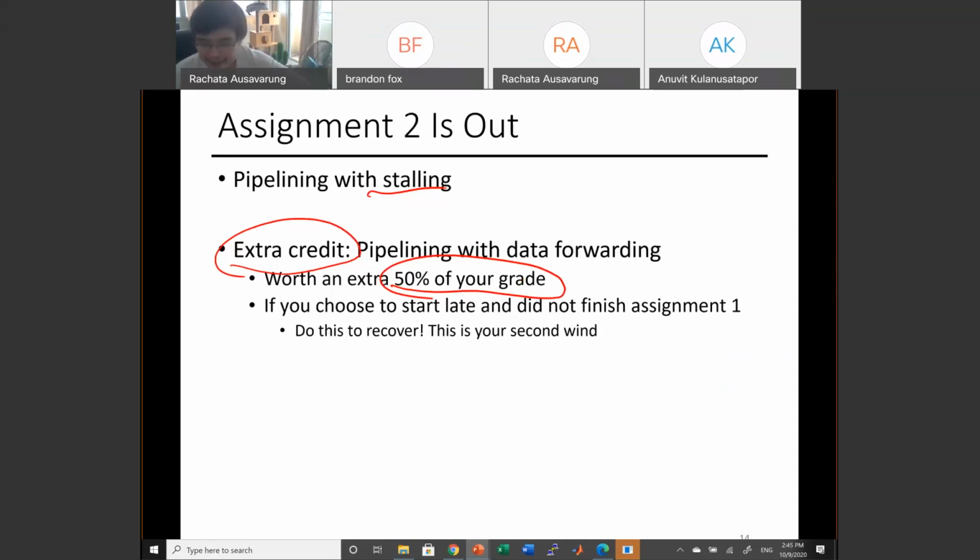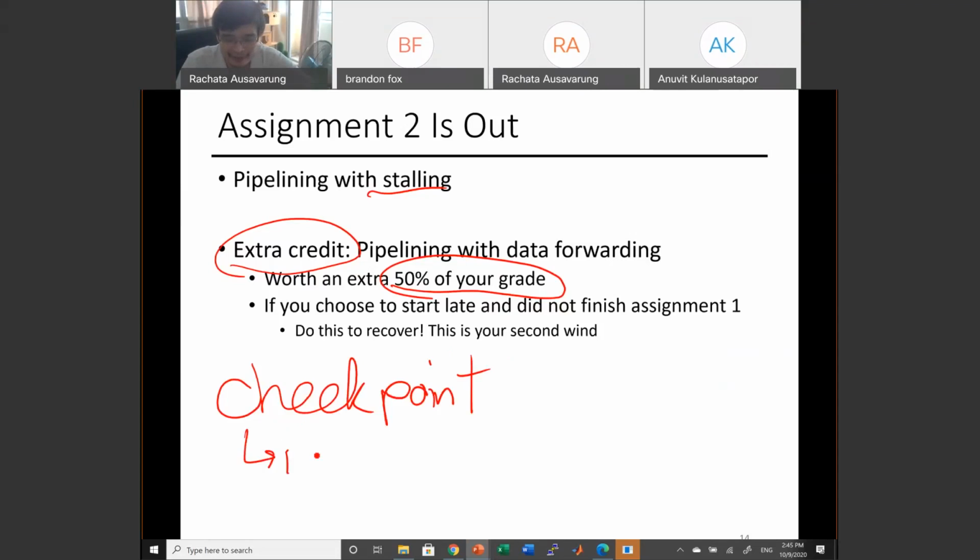All right. So extra credit is something I definitely recommend everyone to try. It's 50% of your grade. Again, that's also a checkpoint. And this time, checkpoint is not extra credit. This is 10% of the assignment grade. So be aware, please start early. I make it part of your assignment grade because I want to make sure you start early.